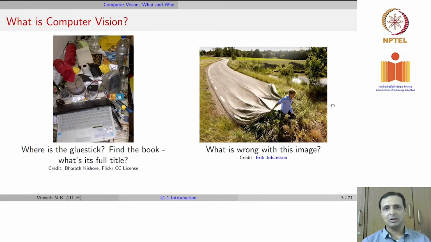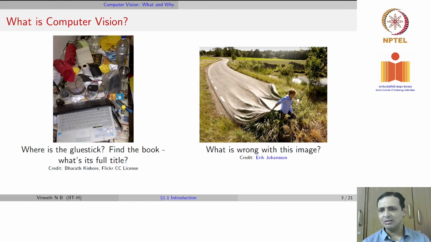Firstly, to start with, what is computer vision? So if you looked at this image on the left and asked the question, where is the glue stick? Or can you find the book? What is its full title? You'll probably take a few seconds, but if you observe closely, you will then find that there's a glue stick here standing vertically. And there's this book hidden behind other books, but that's the book that's likely to draw your attention. And looking at some partial information, I would say the book's name is Lord of the Rings. The brain is really good at filling in information to get what is hidden in the image.